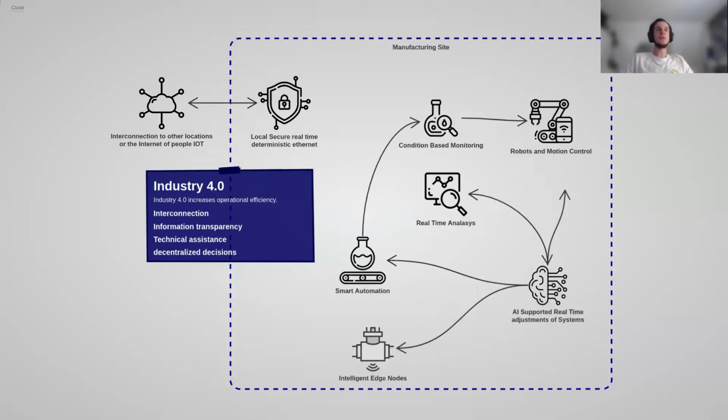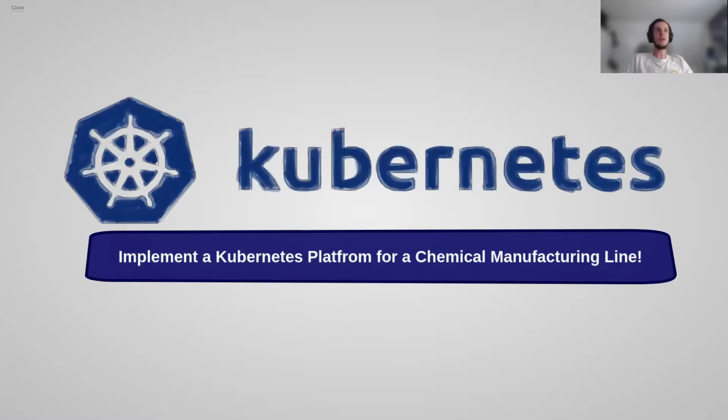So we need interconnection between our manufacturing sites. We need information transparency so that everything is everywhere accessible. We need also decentralized decisions so that we still can run our factory on its own. And to cope with this whole data mass, we need a resilient system where we run our applications on. And the best thing to do this is Kubernetes, and this is how we planned to implement it in a chemical manufacturing line.